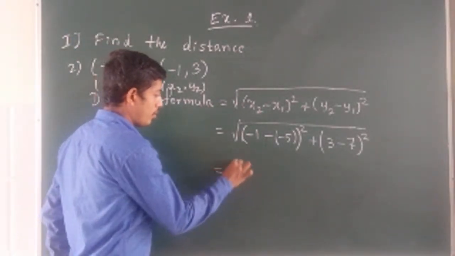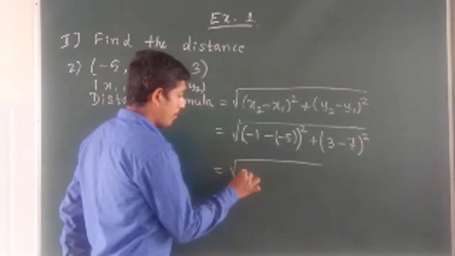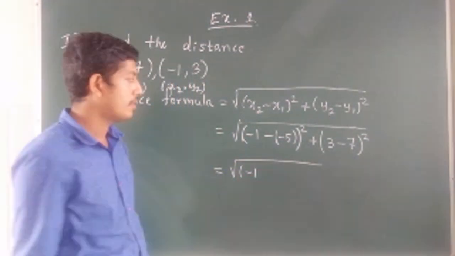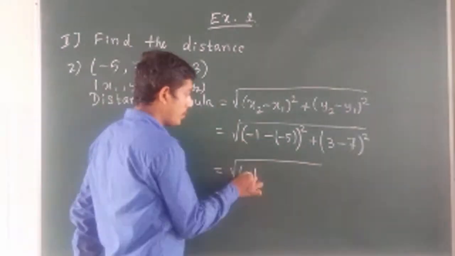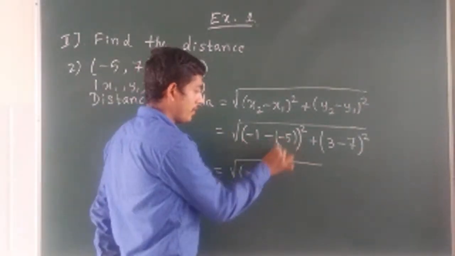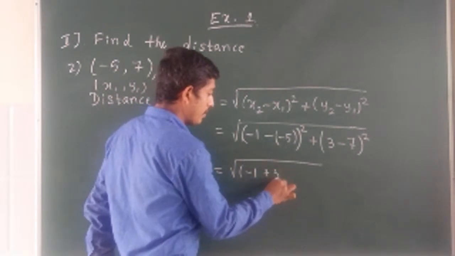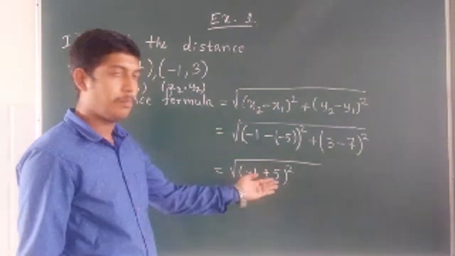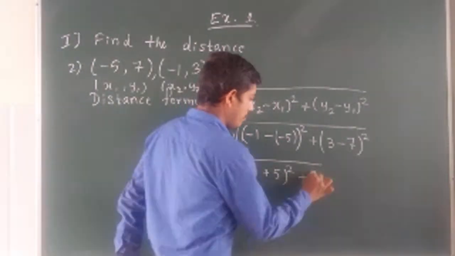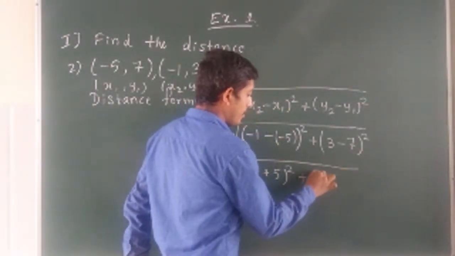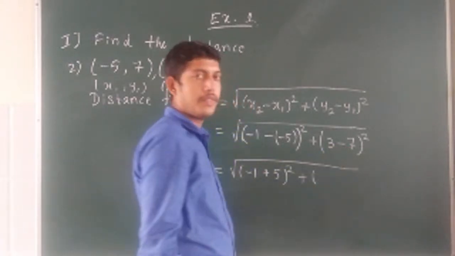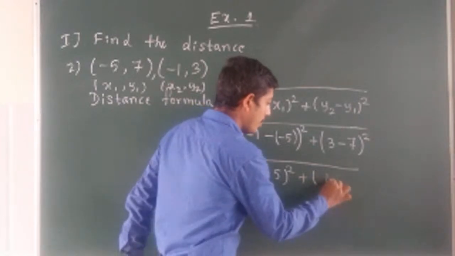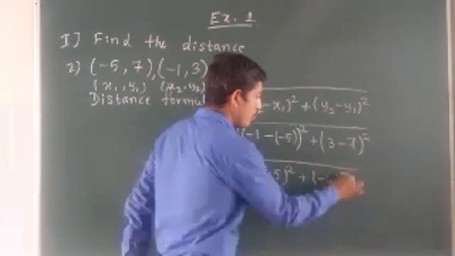So square root of... first we will simplify this because two brackets are present. Therefore, first we will simplify this. Minus 1, then minus into minus, it is plus, then 5, then whole square. That is minus 1 plus 5 whole square plus 3 minus 7. Signs are different, therefore we have to subtract. 7 minus 3 is 4 and sign of highest one is minus, whole square.